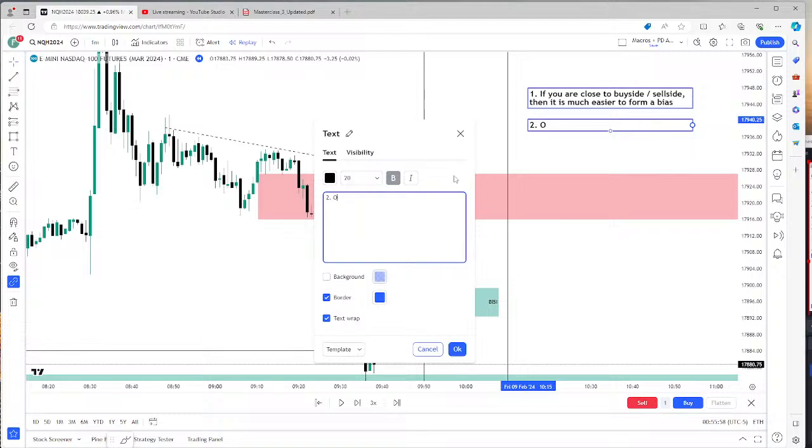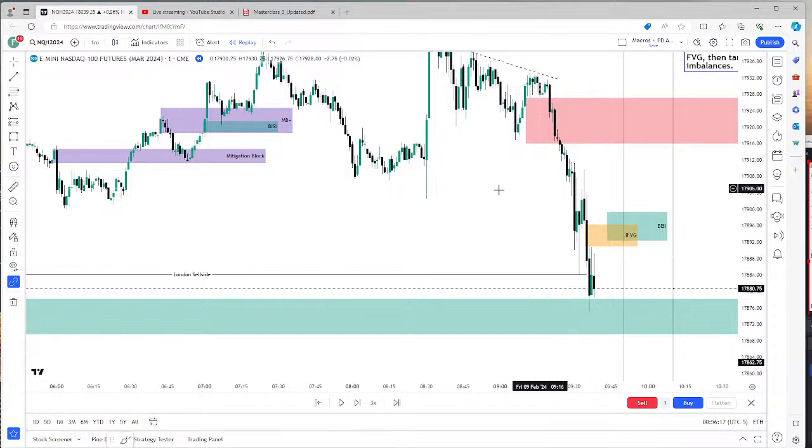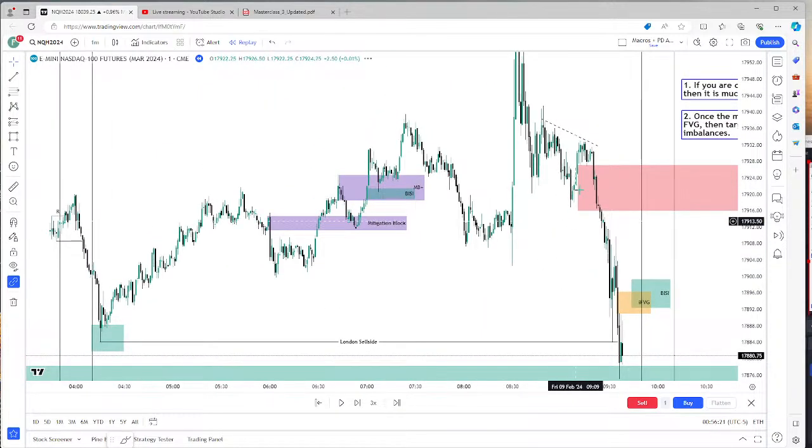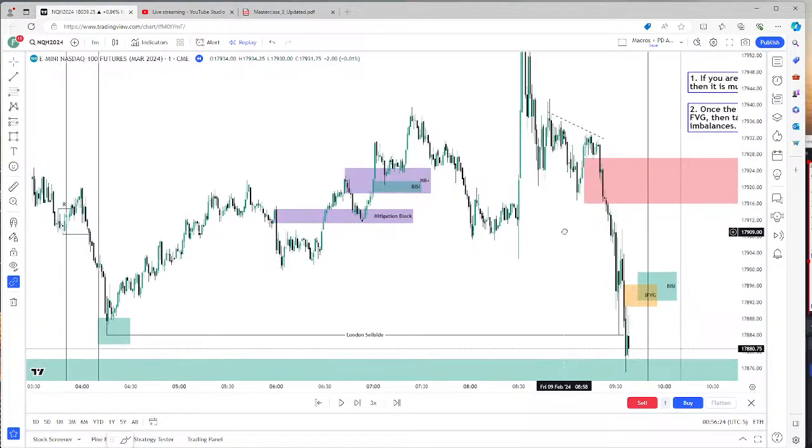Once the market raises liquidity plus fills an imbalance or targets an imbalance, then target the opposing liquidity or imbalances. And we'll talk about that a little bit more as well, right? So as soon as price starts coming down, you can have a bullish bias from here. Up here, by the way, you can have a bearish bias.